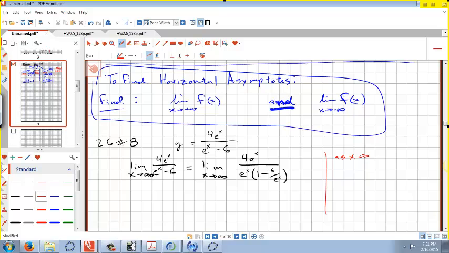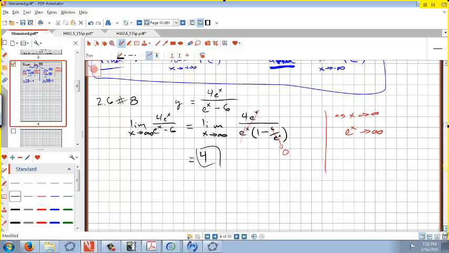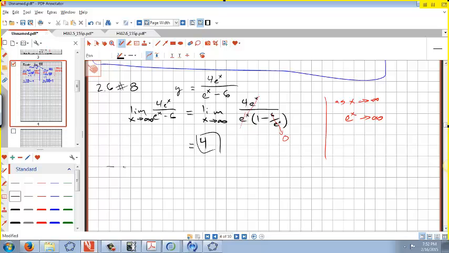As x goes to infinity, what does e to the x do? It definitely goes to infinity. It is one of the fastest infinity goers there are. This now cancels out, and this goes to 0. So what are you left with? You're left with really just the ratio of the lead terms, which was 4. So this is really the number 4, and this is in the positive direction.